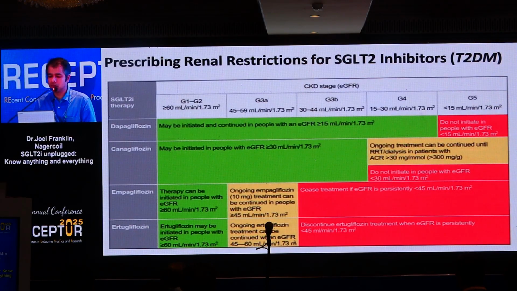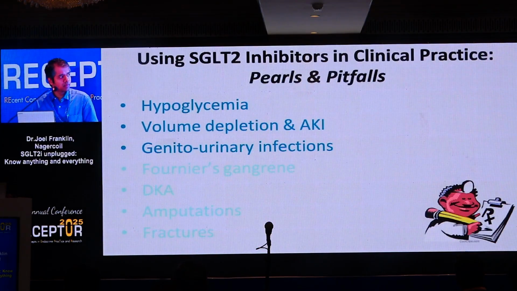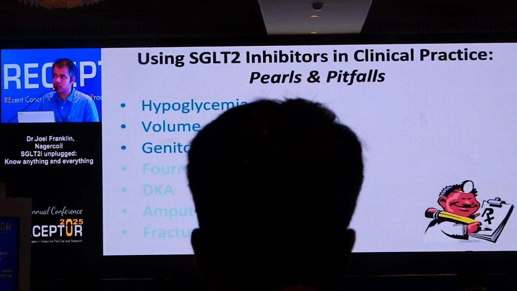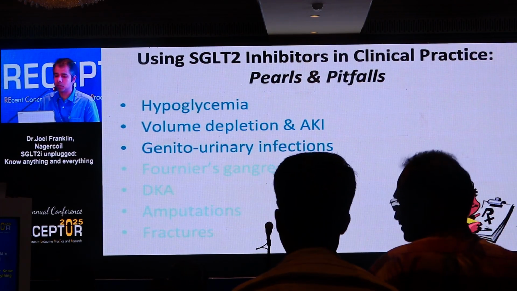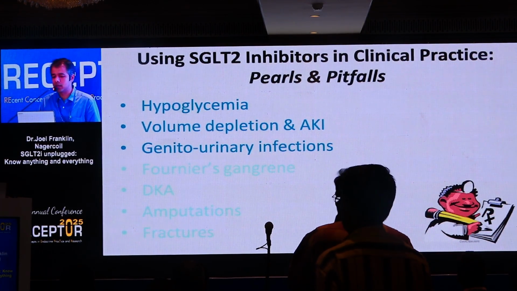With respect to CKD progression, if the EGFR is more than 20, you can start the patient on SGLT2 inhibitors, but you won't be getting any glycemic benefit, though the CKD progression benefit will be there. This EGFR more than 20 is based on the EMPA kidney trial. So, pearls and pitfalls: hypoglycemia only if the patient is also on insulin or sulfonylureas. When you are starting an SGLT2 inhibitor, better to reduce the insulin dose by 20% of what the patient is already on, and then initiate it.